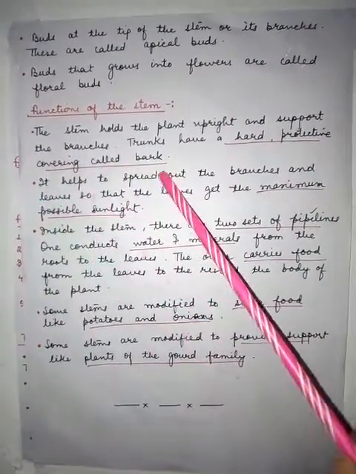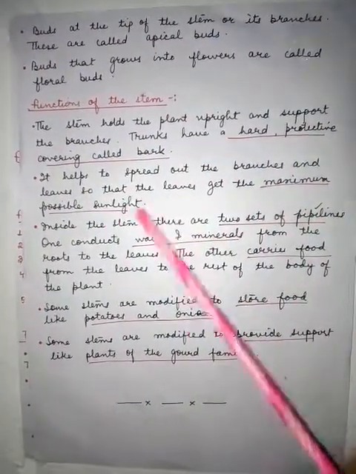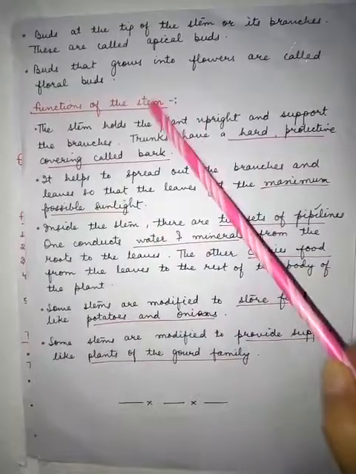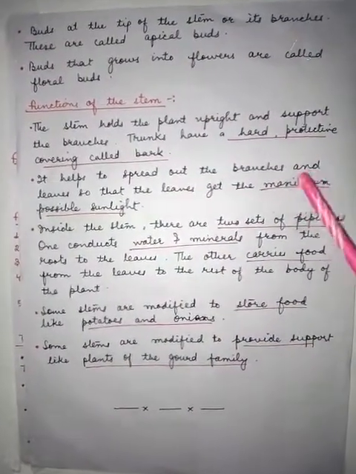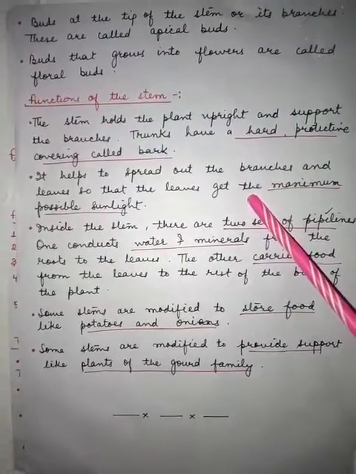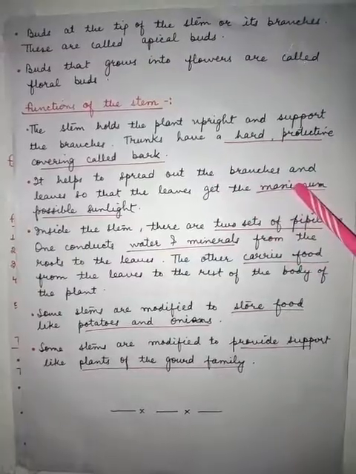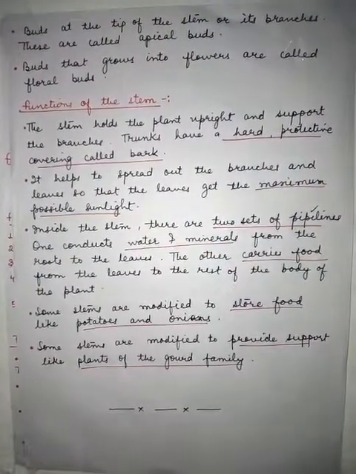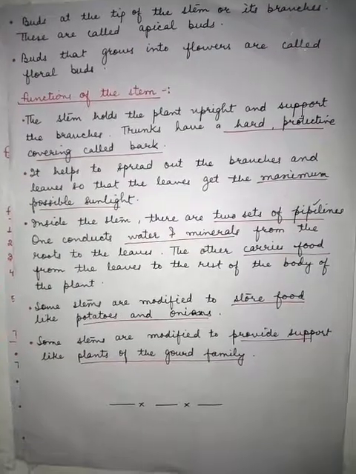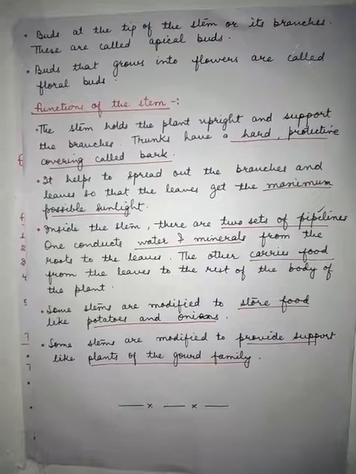Secondly, it helps to spread out the branches in all possible directions, so that the leaves get the maximum possible sunlight and can carry out the process of photosynthesis very easily. Then inside the stem there are two sets of pipelines.